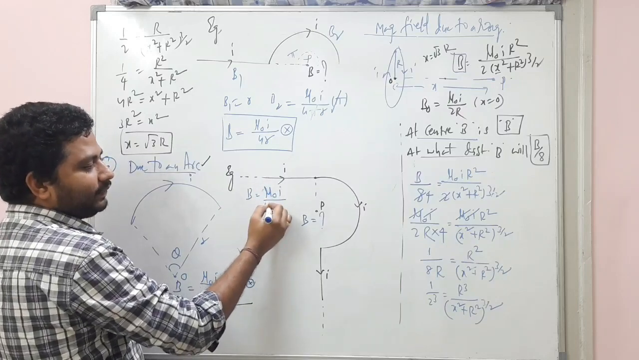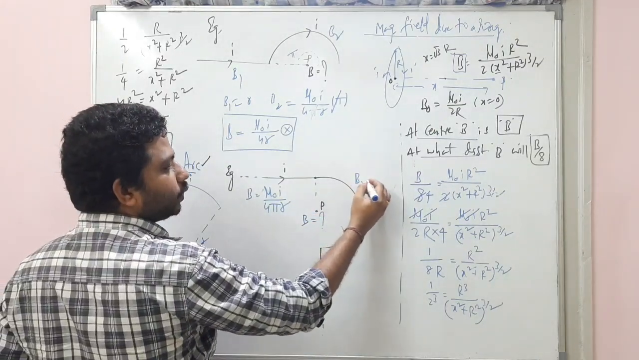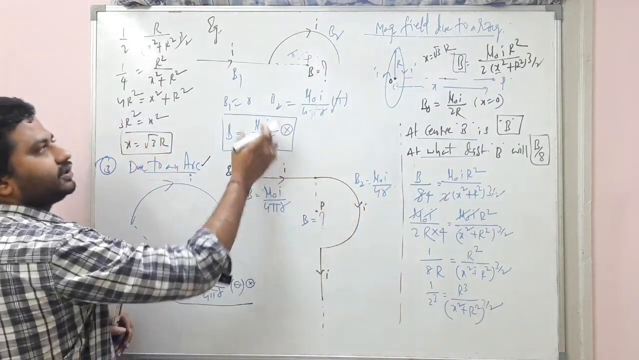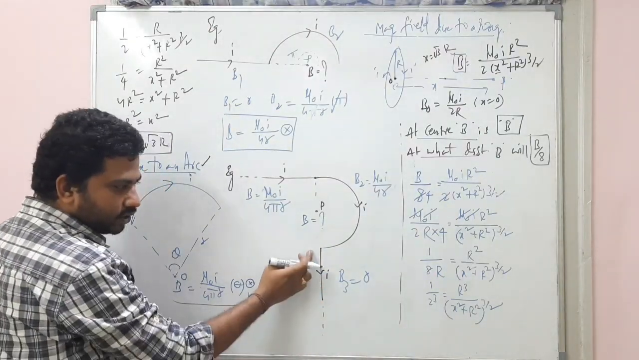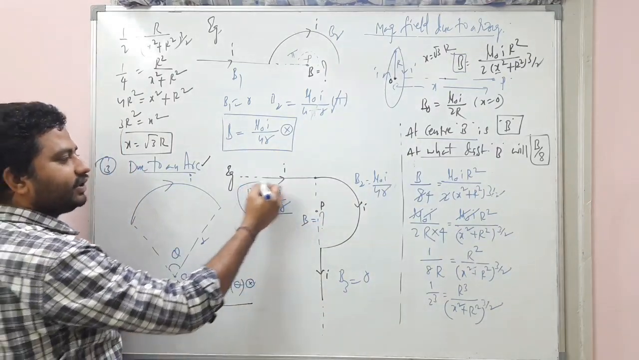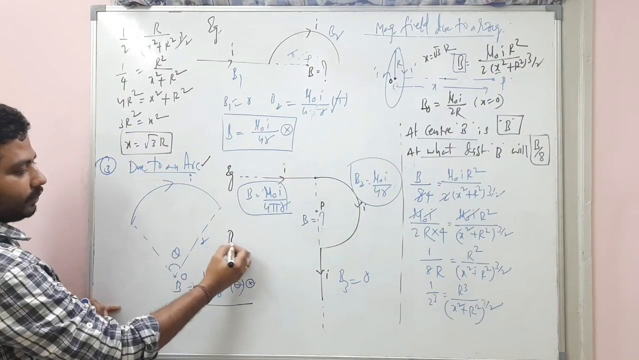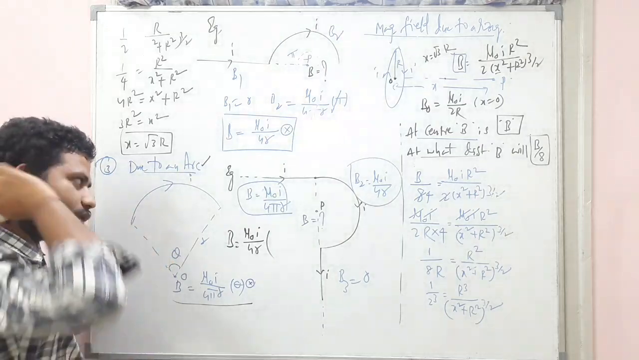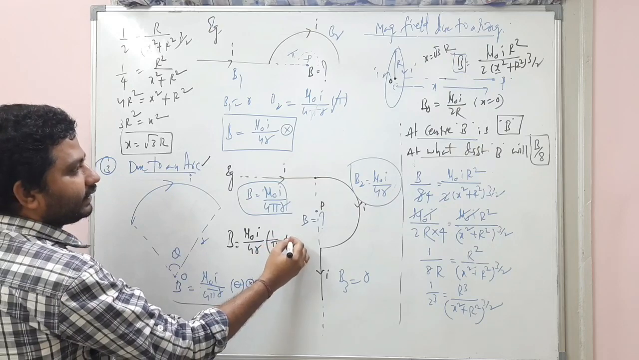It is mu naught I by 4 pi r. And for this one, B2, just now we have discussed, it is mu naught I by 4r. And B3 is 0 because the point P is lying on this axis. So when you add these two, you will get the net magnetic field. Let us add it. The net magnetic field B is mu naught I by 4r if you take it common, so it will be 1 by pi plus 1.